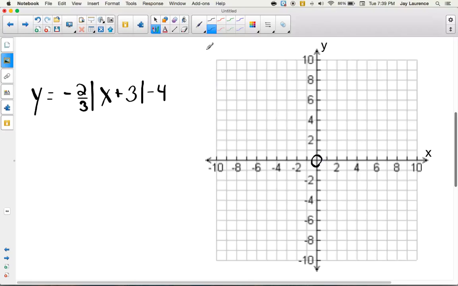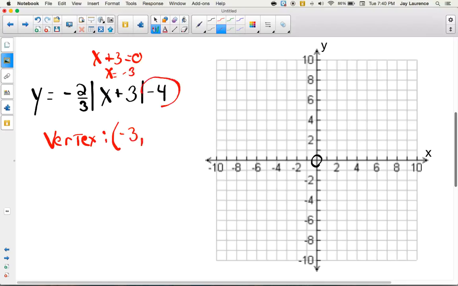Okay, so let's go here and let's find the vertex. Step 1, find the vertex. So the x coordinate is found by turning this to 0. It's x plus 3 equals 0. Solve for x, and x is going to equal negative 3. And then test it: negative 3 plus 3, sure enough that's 0. So I'm going to put negative 3 for my x coordinate.